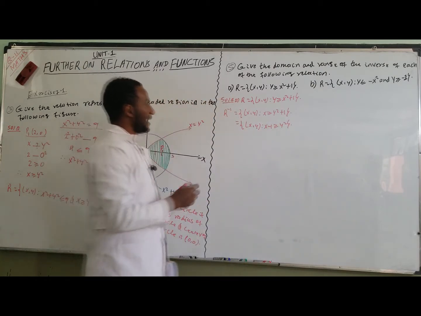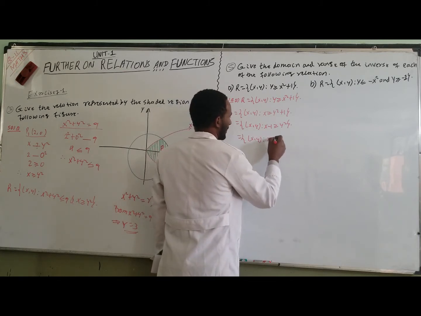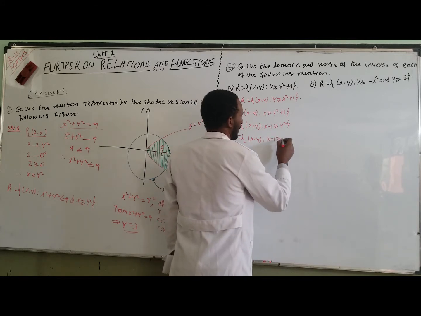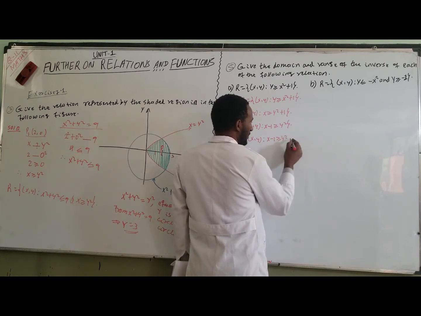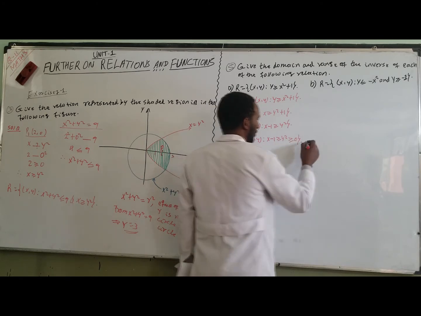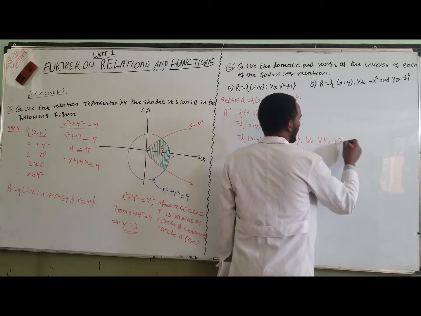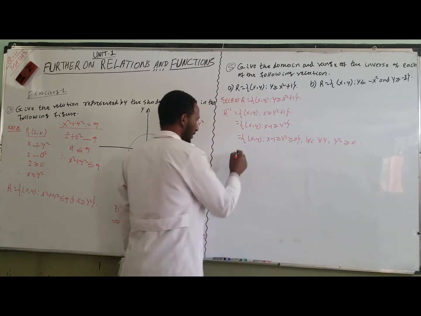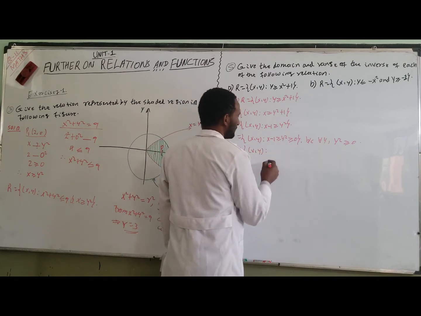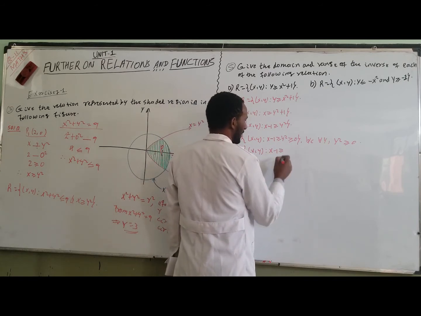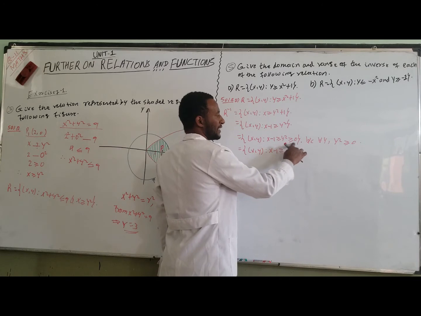This is equal to the set of (x, y) such that x minus 1 is greater than or equal to y square. This y square is greater than or equal to 0, because for all real numbers y, y square is greater than or equal to 0. Therefore, this inverse relation becomes the set of (x, y) such that x minus 1 is greater than or equal to y square, and y square is greater than or equal to 0.